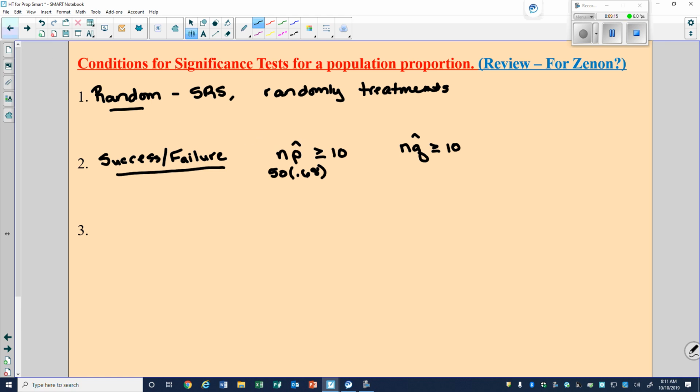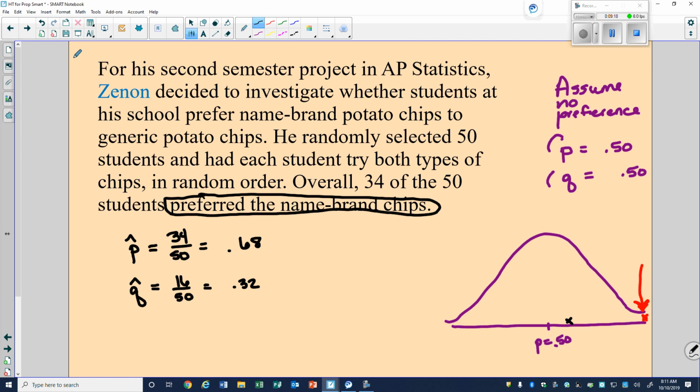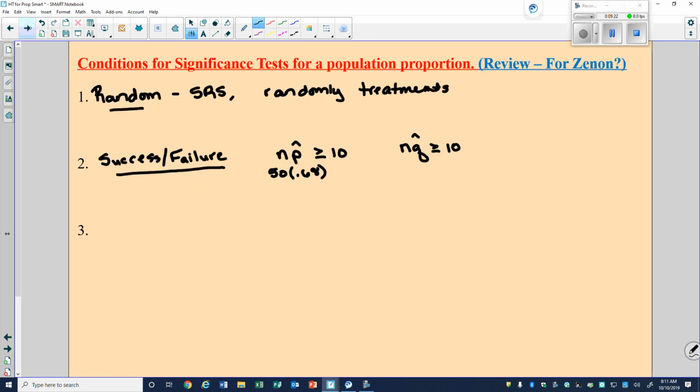And we already knew that in our study. They told me that from the get-go. If you do that multiplication, you're going to get 34. So we had 34 students total that preferred the name brand, that is greater than or equal to 10. And you can do 50 times 0.32 if you want to, but I already know the number of students who did not prefer it. That was 16. And that number is also greater than or equal to 10. So this condition has checked out.